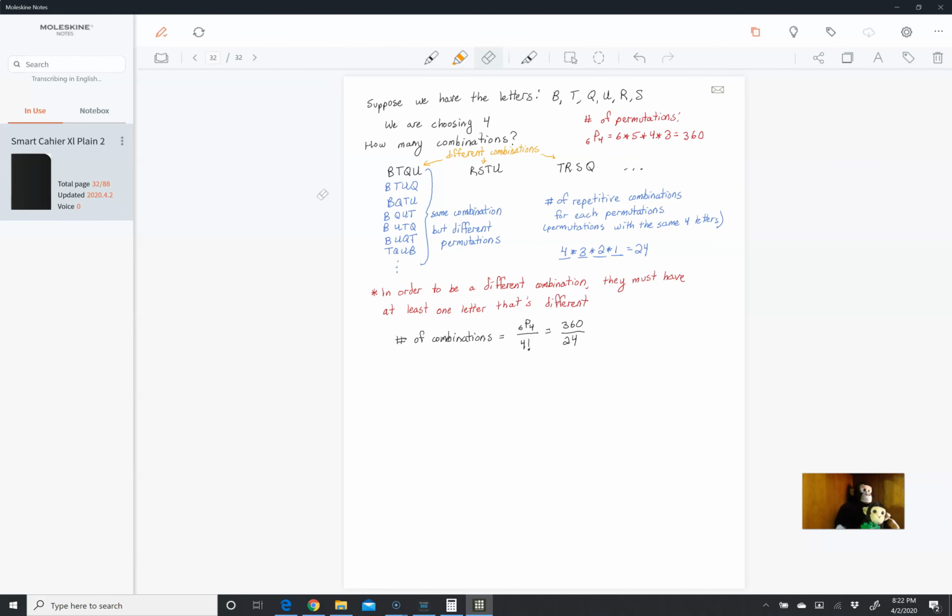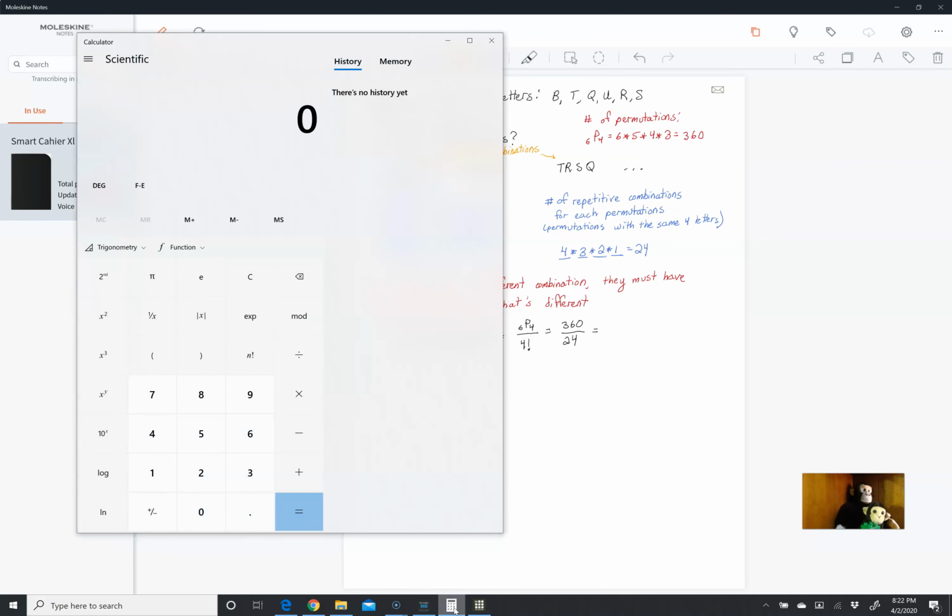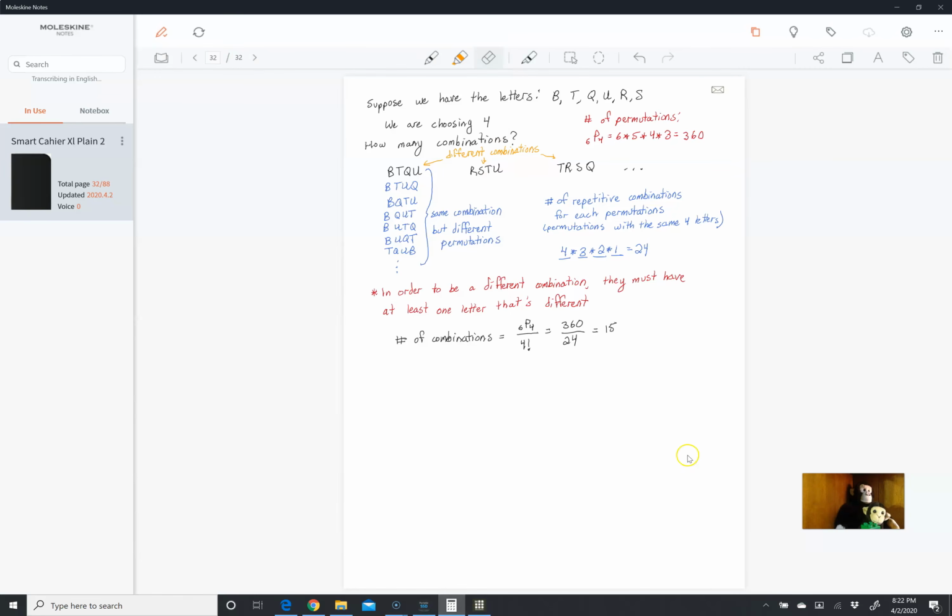divided by 24. So if we open up our calculator and we compute this, 360 divided by 24 is there are only 15 combinations. So you could see how much fewer there are. How many fewer? There are 360 permutations, but only 15 combinations. Think about how many repetitions that means that we have, okay?